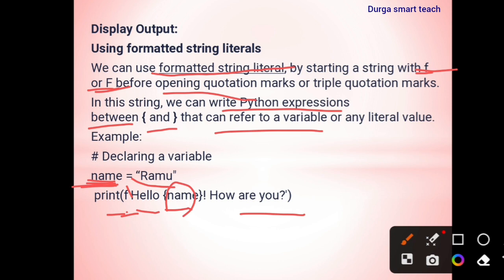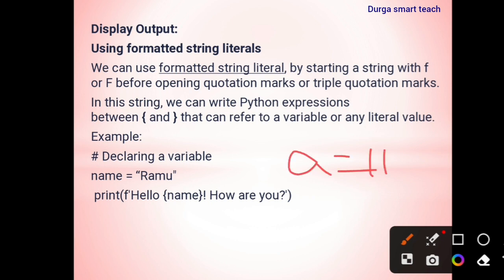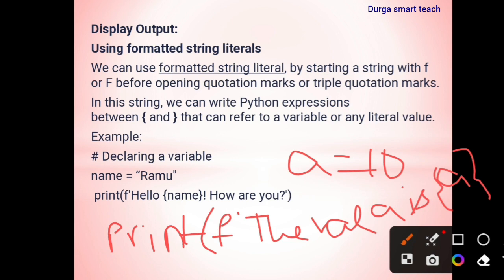Let's take one more example. For example, a value is 10. If you want to display the value of 10, next print. Before starting you need to mention f. So here, the value of a is, and in curly braces you need to mention a. In this way you can print the data.